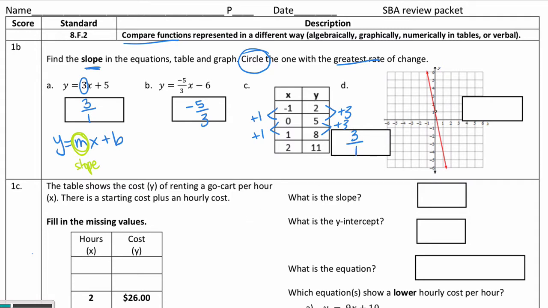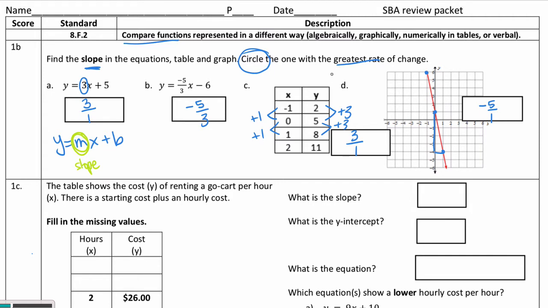Last one, we have a graph. We're going to find 2 points. I'm going to call these lattice points. They're easier to find because they're on whole numbers. So that means we have to go from this point down 5 over 1. We can recount that if you need to: 1, 2, 3, 4, 5 over 1. Down 5 over 1. When it says greatest rate of change, that could be either positive or negative.